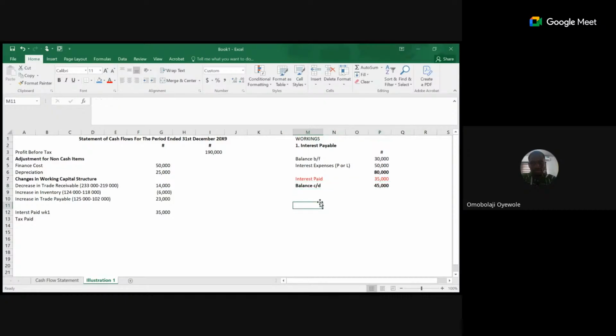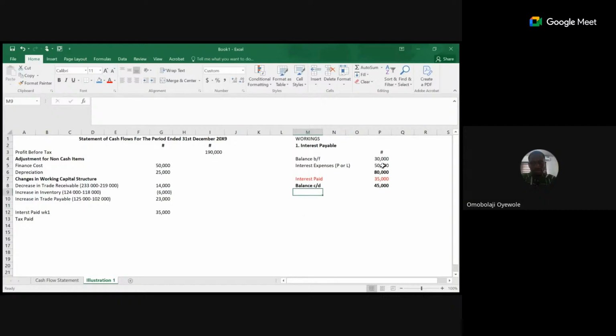So instead of T format, or in the absence of T format, we can use this for our adjustments. This is even more simple, more straightforward. They would always accept this one because going through the past questions, this is what they majorly use for their adjustments. So instead of T formats, we can use this. So we can see that this has helped me to determine how much interest was paid.